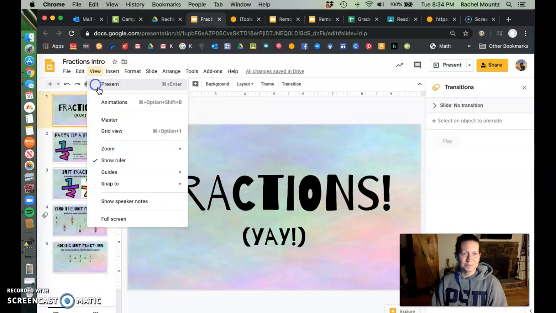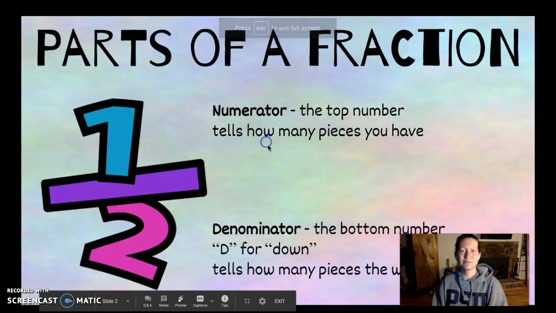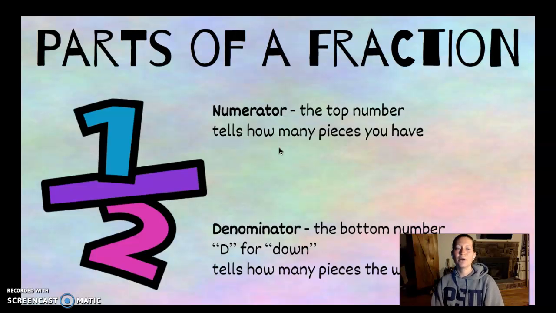All right. So, fractions. Yay! Here are the parts of a fraction, and it's important that we know which part is which because we're going to use these words a lot. The numerator is the top number in the fraction. It tells you how many pieces you have. See how it has this root NUM, like number? It tells you how many, or the number of pieces that you have.